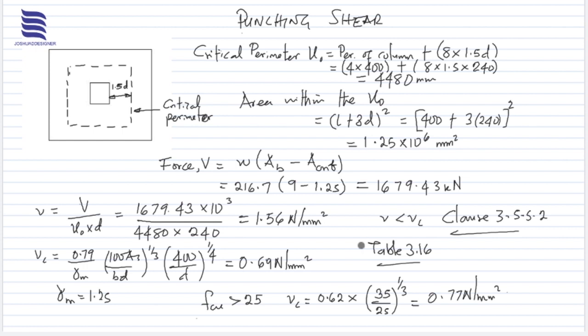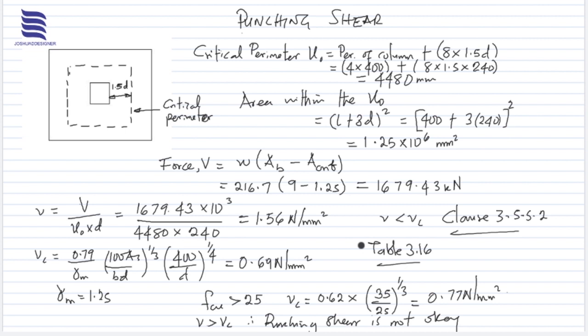Now we see that our V is greater than VC. That is to say that our punching shear is not okay. That is, this structure will fail, or this element rather would fail due to punching effect, right? So we'll need to design against this scenario.